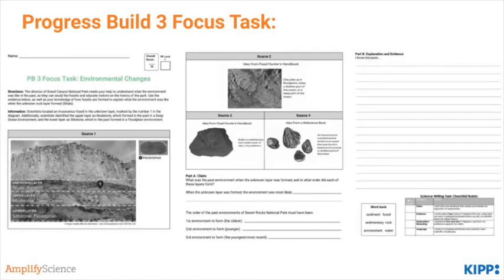Students apply this understanding to the Progress Build 3 focus task, where they're given two layers that have been identified, but an unknown layer made of shale with fossils in it. Their job is to decide what type of environment that unknown layer used to be, and whether it was older or younger than the other layers in the rocky outcrop. Go ahead and take a few minutes to complete the task, and then check back here for answers. Pause now.